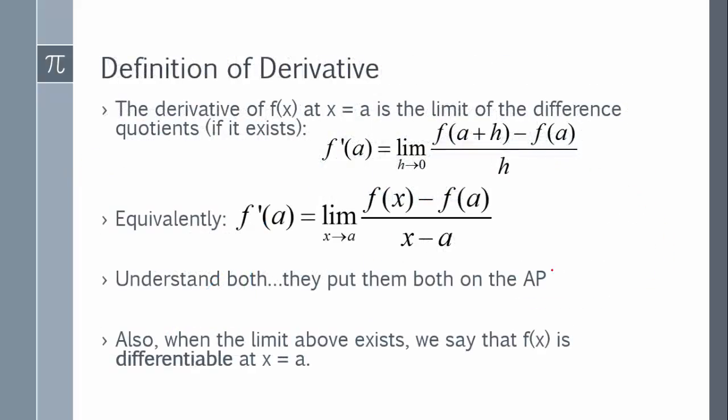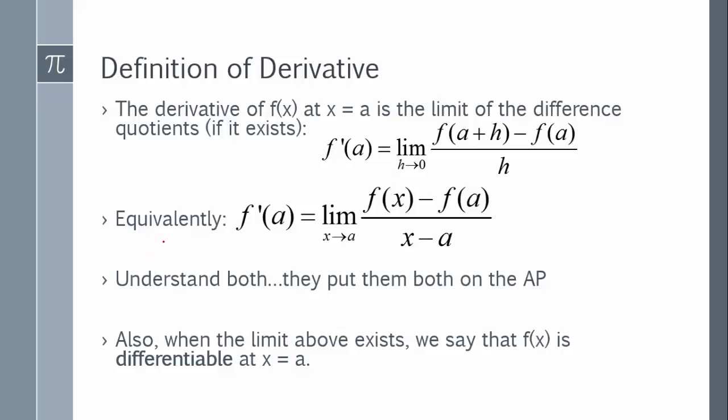So there we go. I just took it now from your textbook. This is exactly what I just said verbally. I have it written down here for you so you can copy it in your notes. So we say that the derivative of f of x at x equals a is just the limit of the difference quotients as the distance from point A to point A plus h approaches 0.